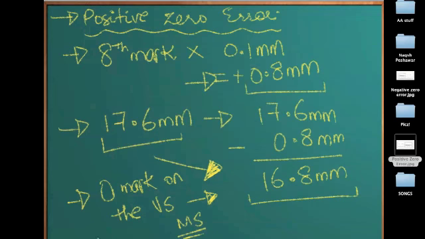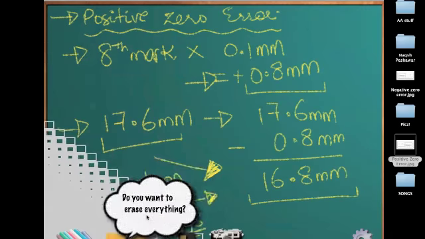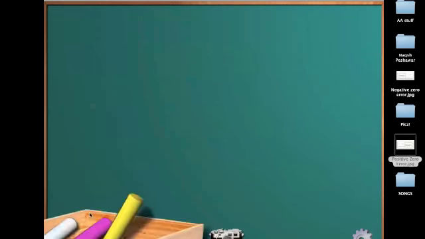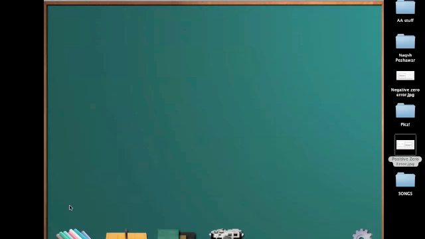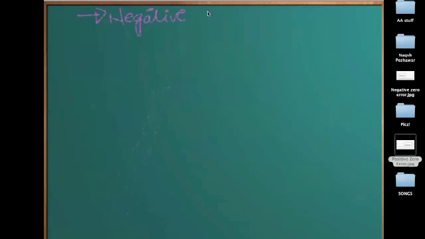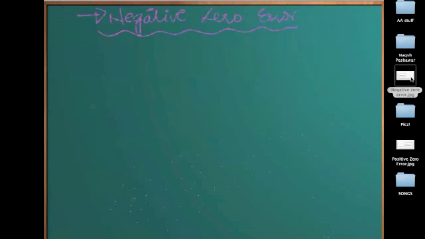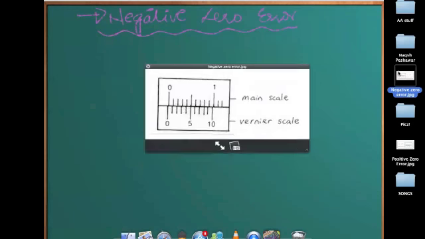Let's move on to the negative zero error. Let me change the color, I have very limited color chalks. So for now, negative zero error. Now a negative zero error looks something like this. Now I'm closing the jaws of the Vernier calipers, and they are fully closed, and I've tightened the clamp, the screw on the top, and now I'm having a reading like this.